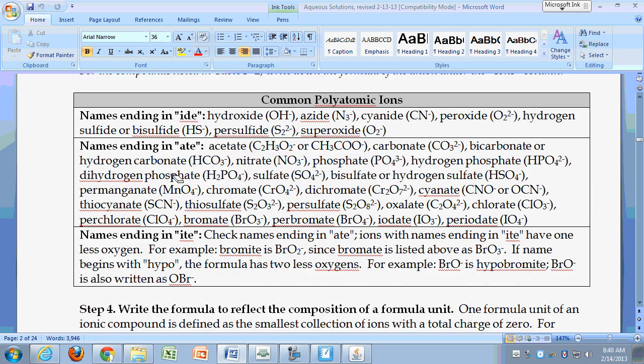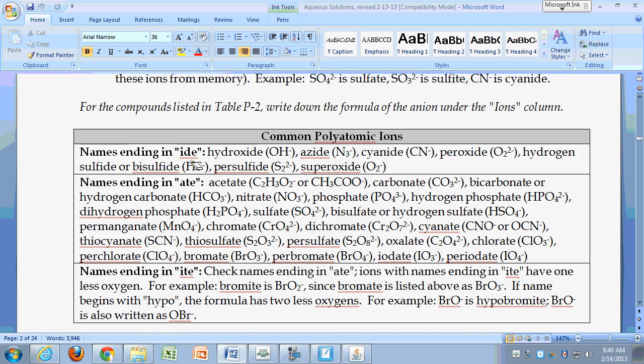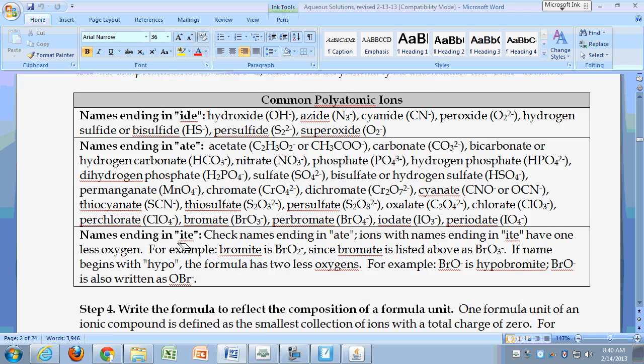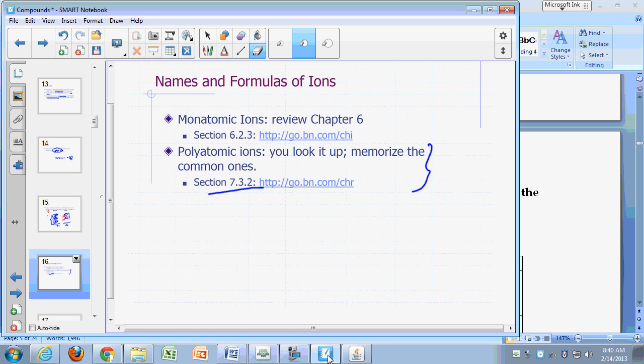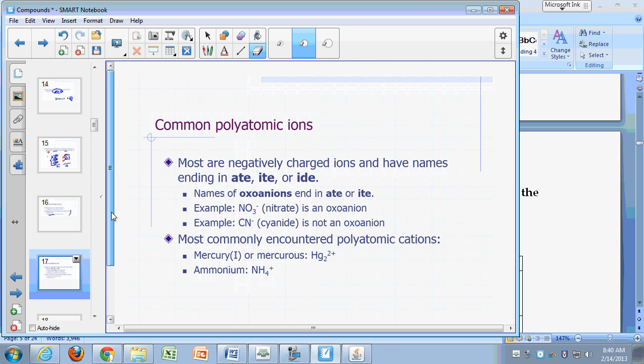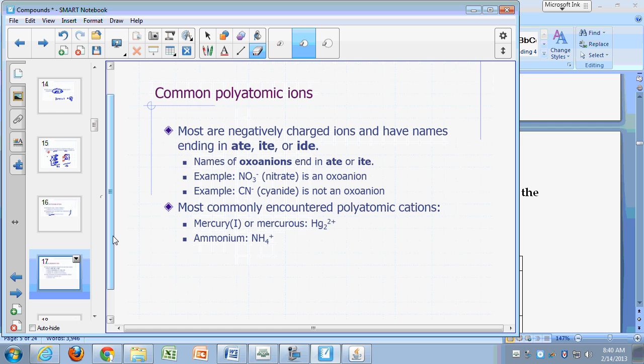And then here's a list of the common polyatomic ions that you need to be familiar with. The best way to know these things is just to memorize them. And the way to memorize them is to just practice using them.